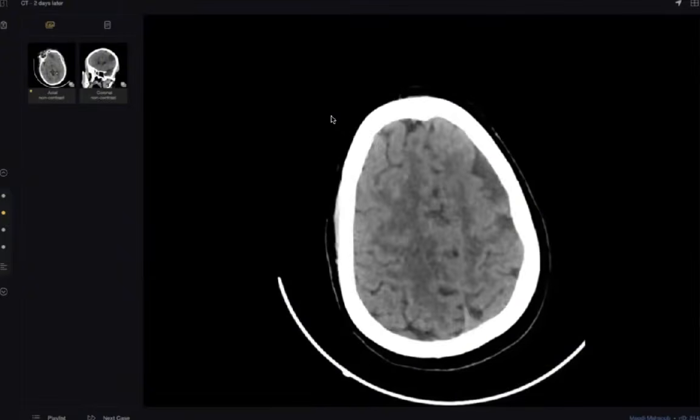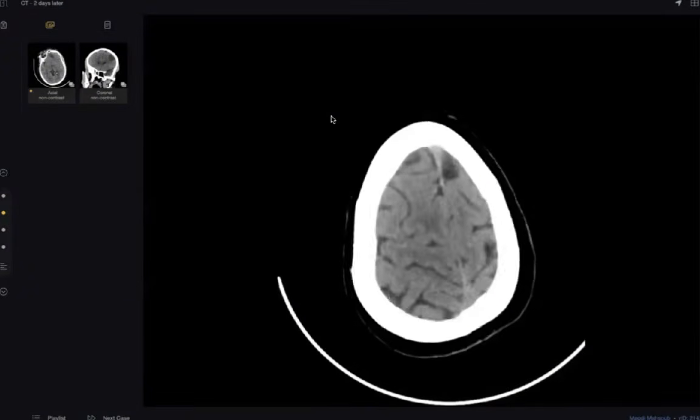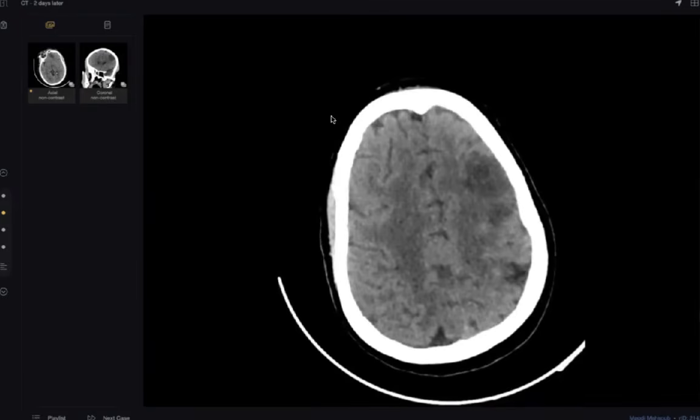So what are the next steps? CT with contrast or MRI.